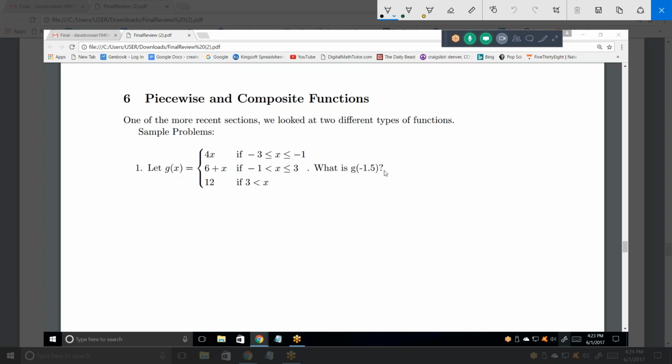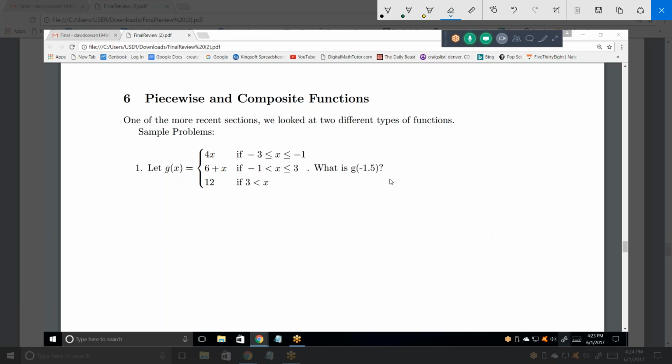What's the answer? What is g of minus 1.5? First of all, determine where you start. That's always where you start on these piecewise functions. It's in the upper right, the top upper right domain. That's where you always look to start these kind of problems.